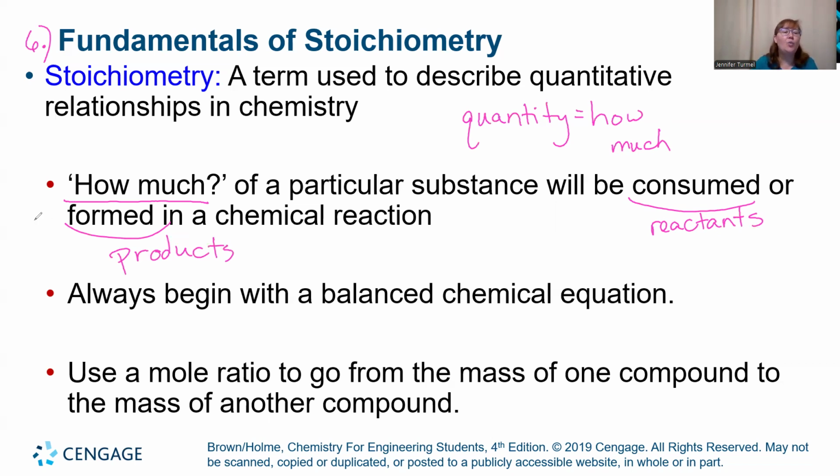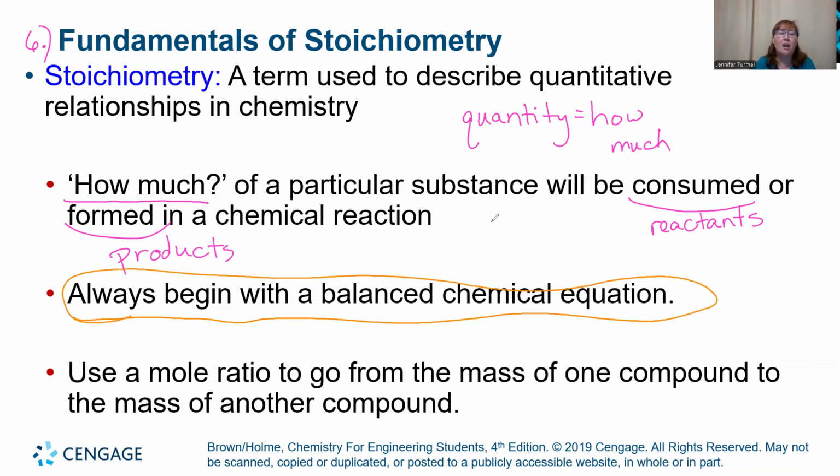Okay. And a really, really big one here is always begin with a balanced chemical equation. We cannot do this correctly if we do not have one. Okay. And then we're going to be using a mole ratio, which we'll talk about in a minute, to go from the mass of one compound to the mass of another compound. So we need that way to link two different compounds together, and that'll be with something called a mole ratio.